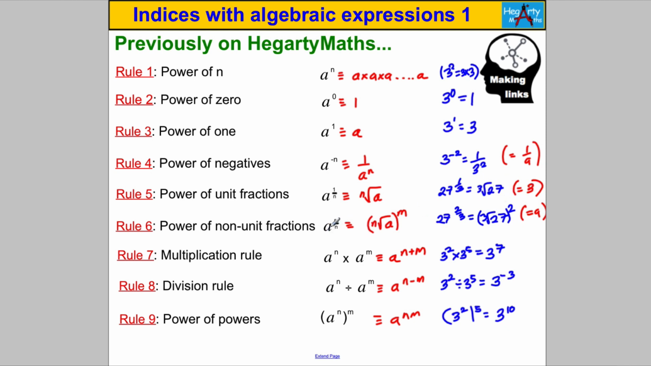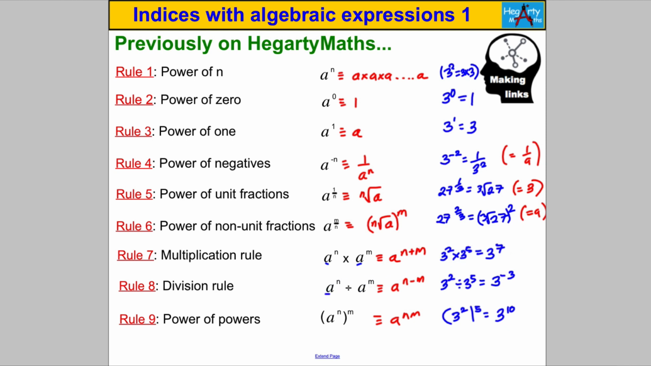A to the power of m over n means the nth root of a like above, but then raised to the power of m. So 27 to the 2/3 means the cube root of 27. Work that out first and square it, and you'd get 9. And the multiplication rule: if the base number is the same, you can add the powers. So 3 squared times 3 to the 5 is 3 to the 7.